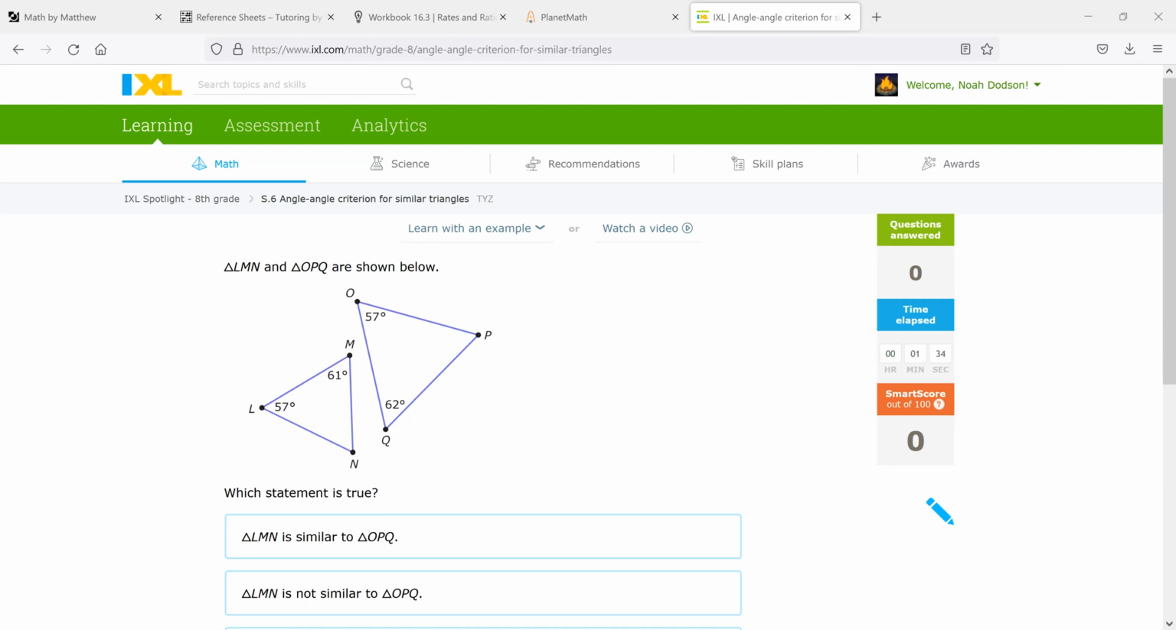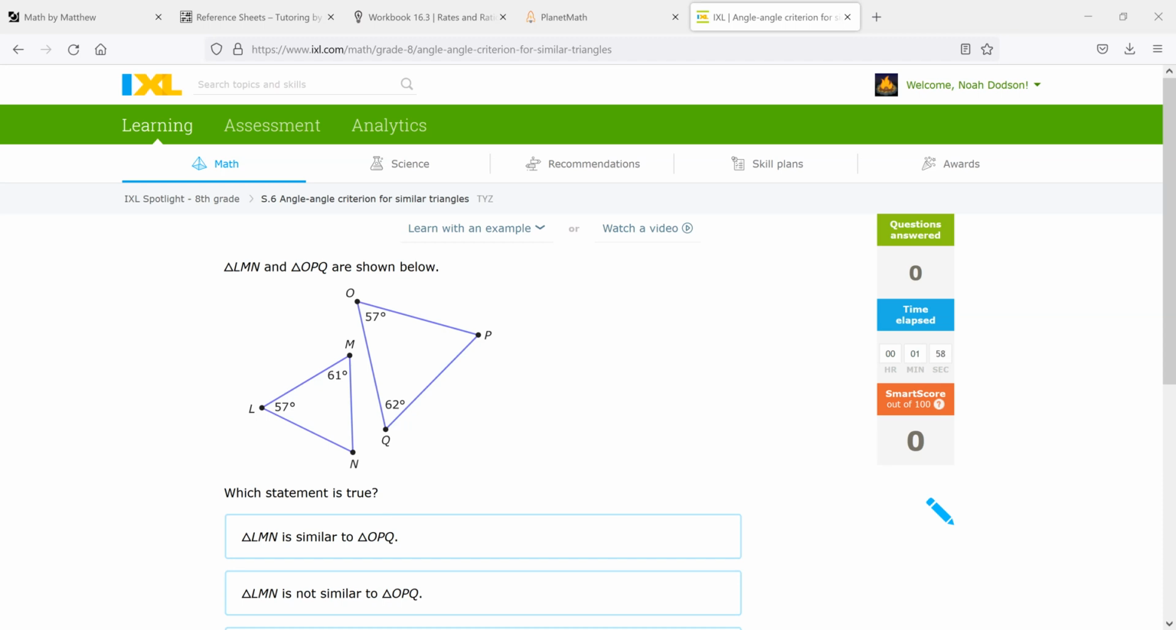Then you move from M to N. What is angle N? Well, we don't know it, but it's the same as Q. What's the measure of angle Q? 62. So this is 62 degrees. Now, do you remember what the interior angles of a triangle add up to? In a triangle, they add up to 180.